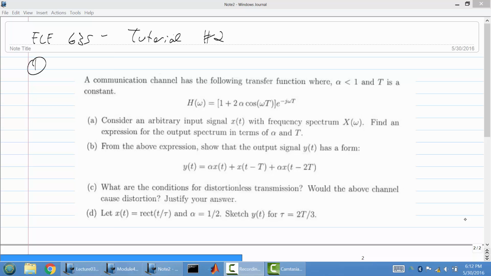So we're going to start off with a very simple problem. Again, it's signals and systems review, but this talks about distortionless transmission, which we covered a little bit in theory a couple weeks ago, but I actually didn't solve the question. So it'd be nice to actually see that in practice. Okay, so we've got a communication channel with the following transfer function.